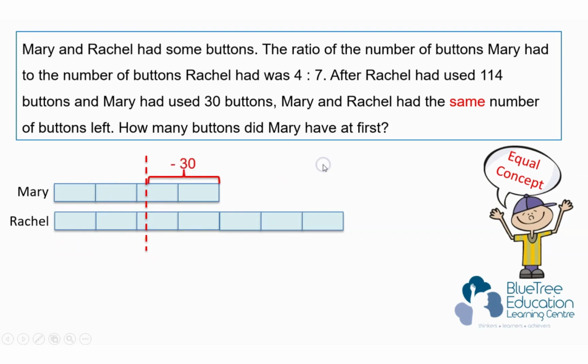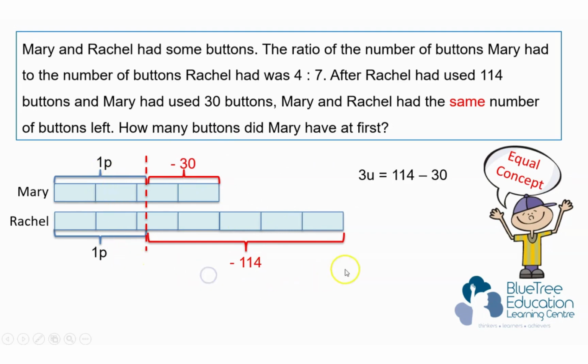So you can see that Mary used 30 of them, so this is 30, and Rachel actually used 114. Alright, so this actually means this is the one part and this is the one part that's equal at the end. And how do we know this difference here? Could you tell this 3 units is actually 114 minus the 30 over here? So 3 units equals 84, and you can find 1 unit, which is 28.